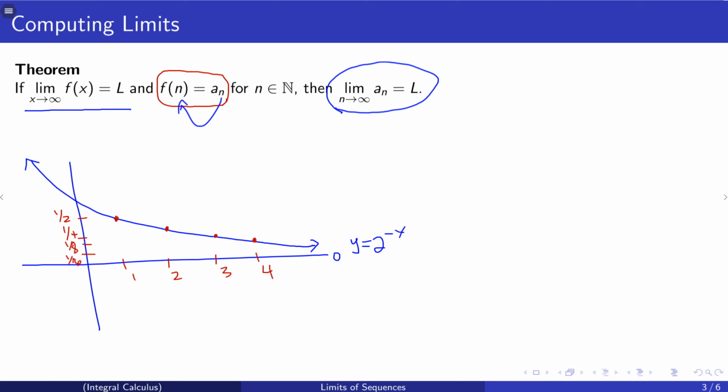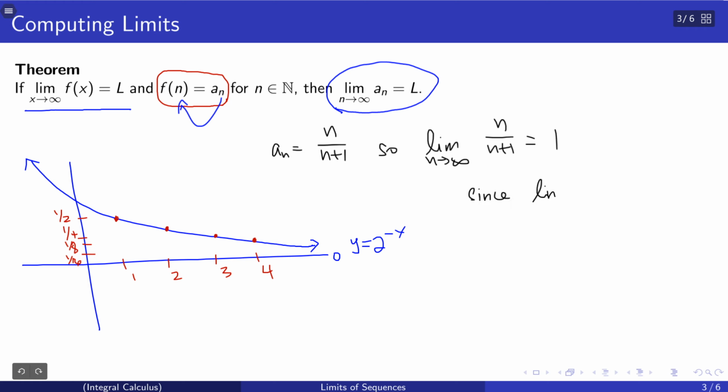Because now, whenever we have a_n given as a formula, we can just apply this theorem and say, well, I know the limit of n over n plus 1 is 1 because of this theorem, and the fact that as x approaches infinity, the limit of x over x plus 1 is equal to 1.